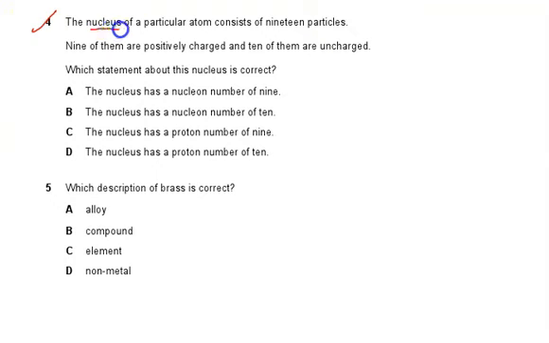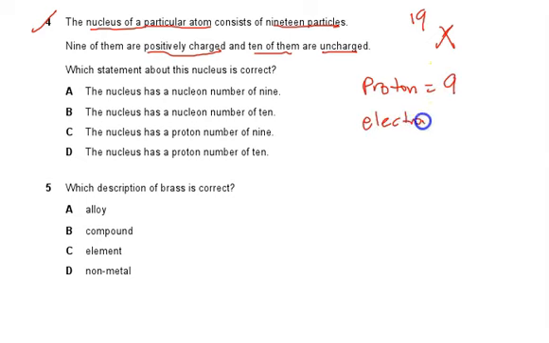Okay, number 4. A nucleus of a particular atom consists of 19 particles. This is the nucleus, 19, and this is X. 9 of them are positively charged and 10 of them are uncharged. So the proton number here is 9. The electron number should be the same because they mentioned this is an atom. And the neutron number should be 10 of them.